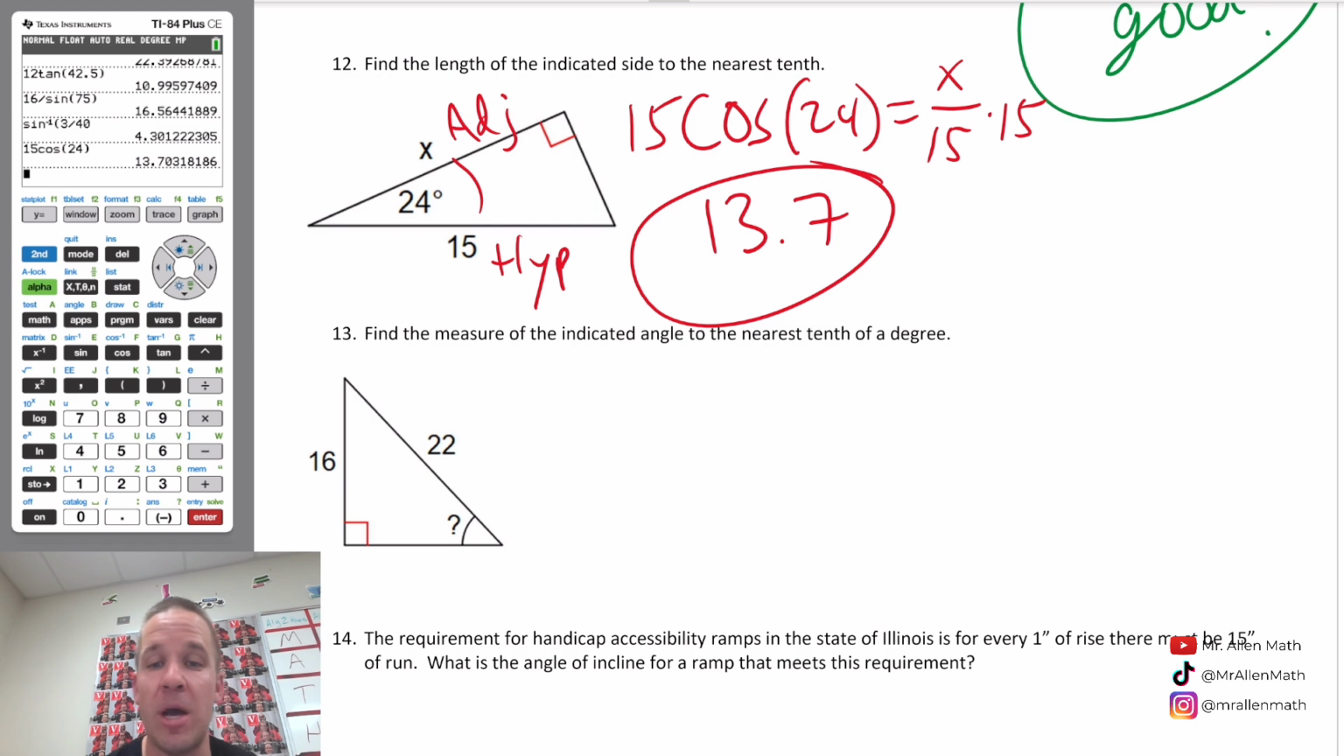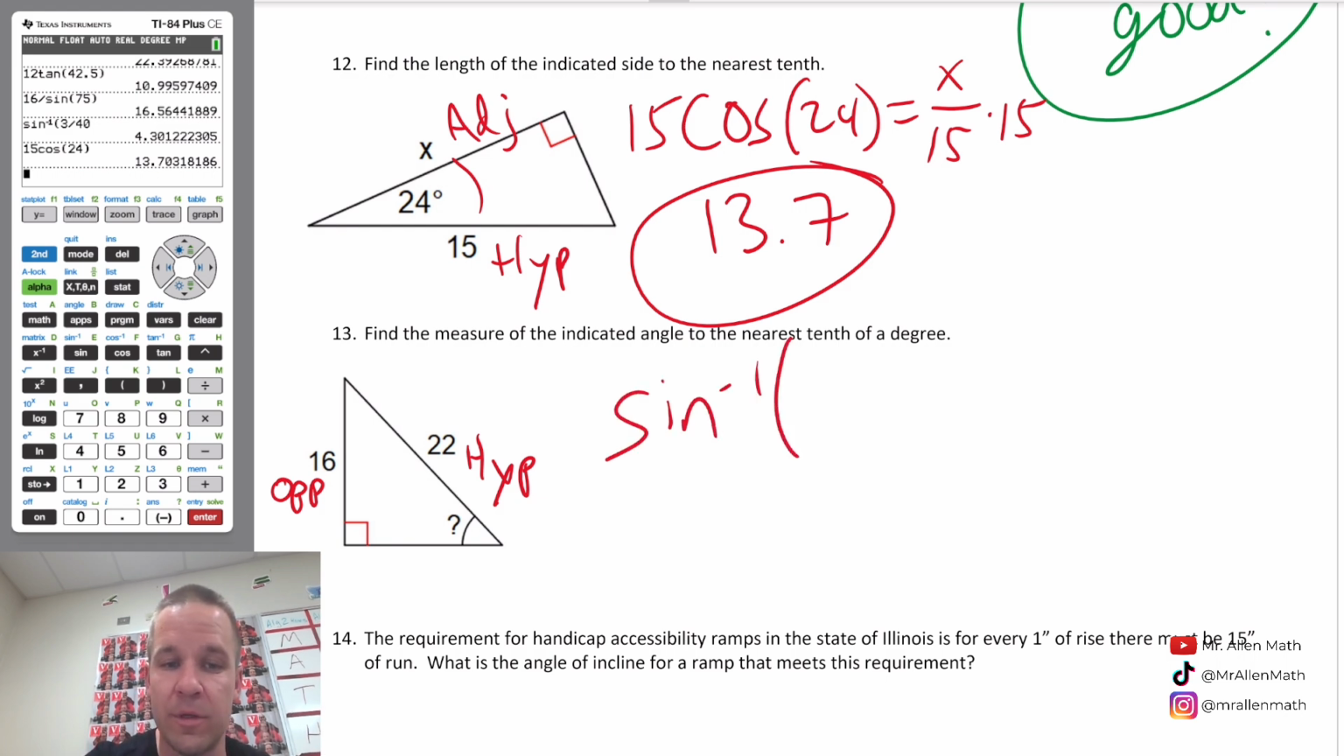Next one, find the measure of the indicated angle to the nearest tenth. For this one, I want that angle with the question mark. This is my opposite side, OPP, yeah, you know me. And that's my hypotenuse, always across from the right angle. So I'm going to just do sine inverse of 16 over 22. A lot of sine inverse on this one, you know? That's not necessarily always going to be that. It just happened to be.